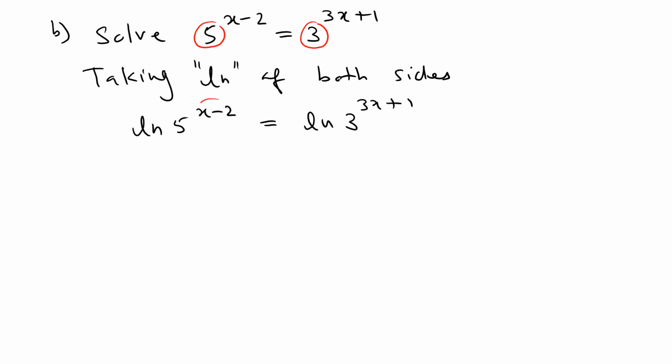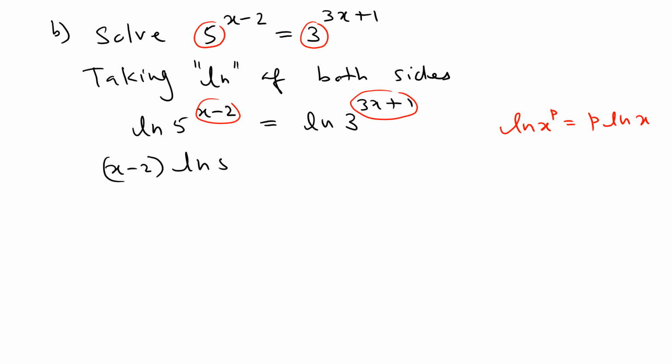Now again, using the power rule, we can take these exponents out. So what was the formula? If we have ln x to some power p, you can take this power out, so we can write this one as p times ln x. So that means we can rewrite this one as (x minus 2) times ln 5 equals (3x plus 1) times ln 3. So now what we can do is distribute.